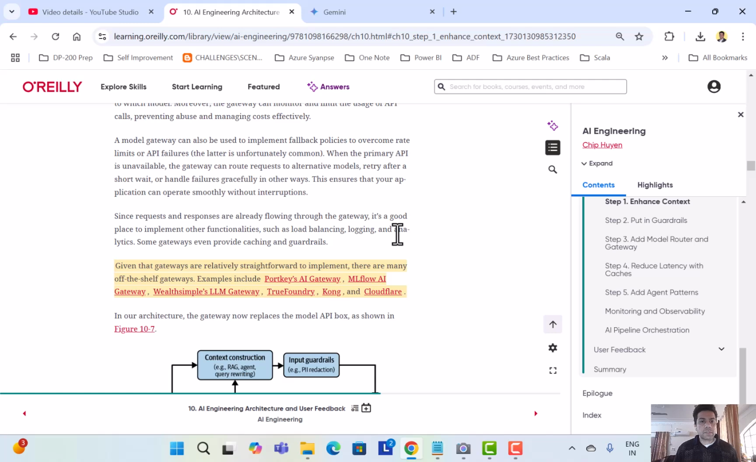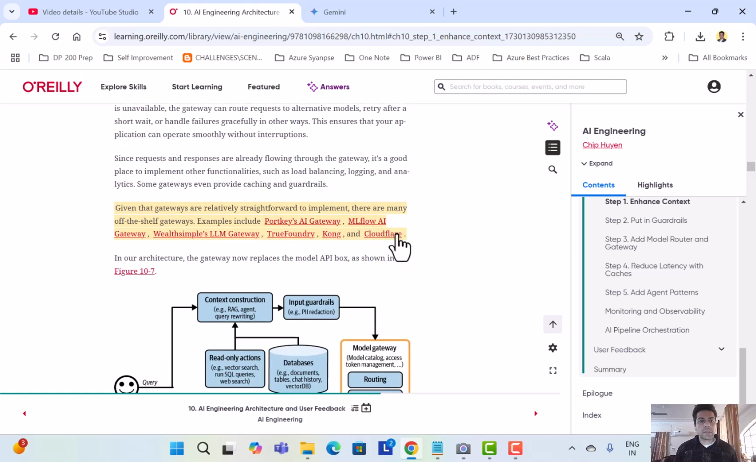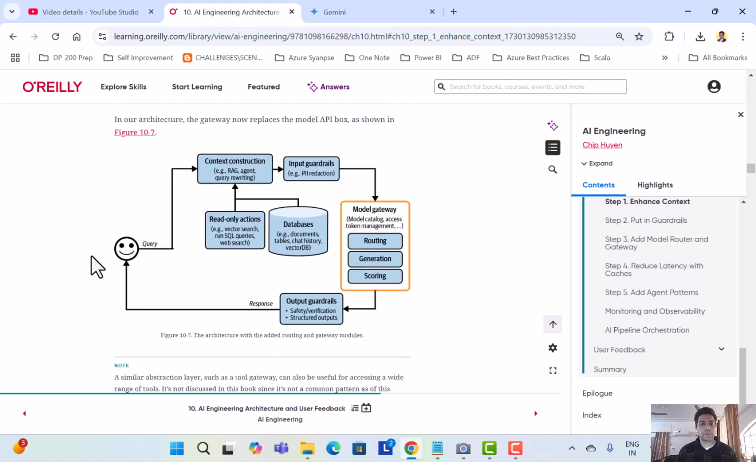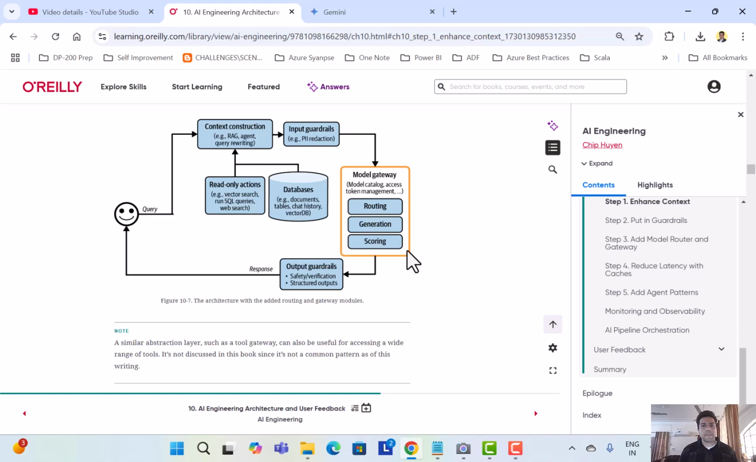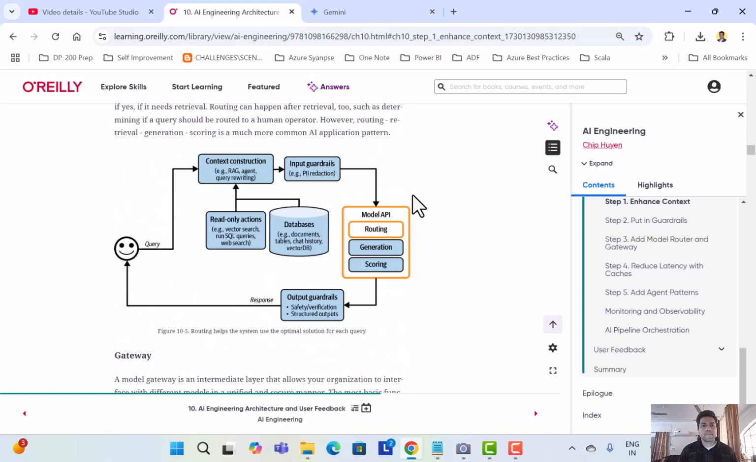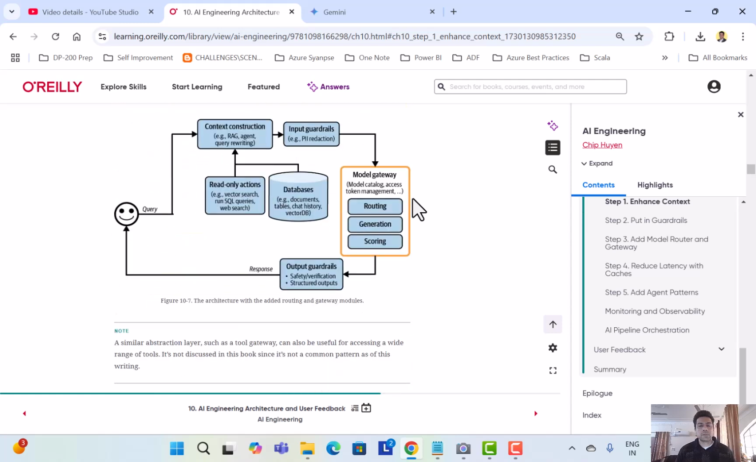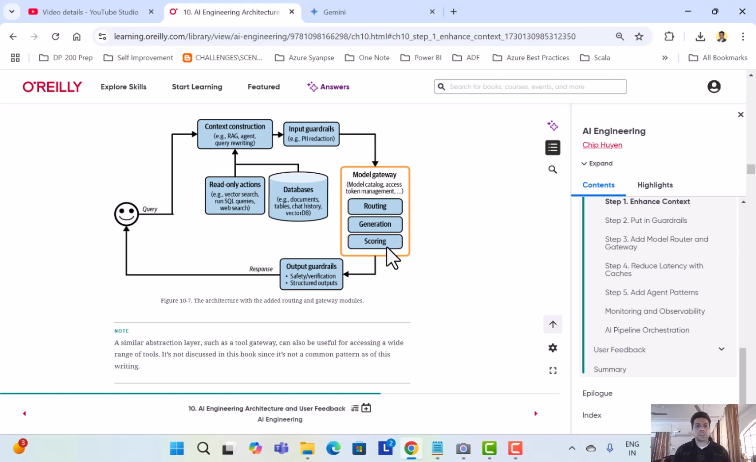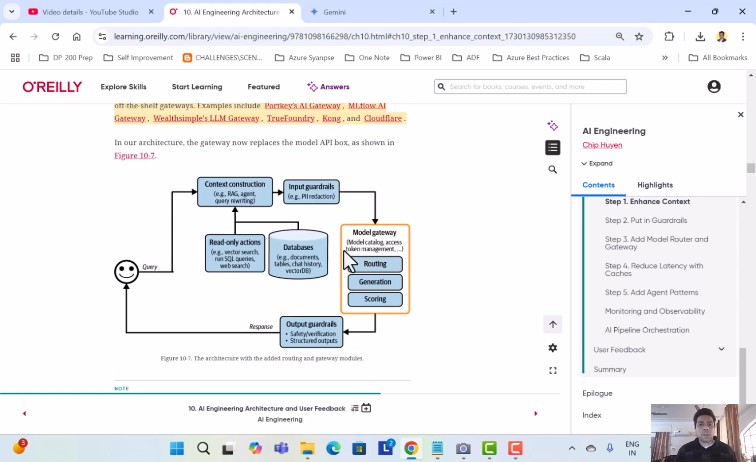Given that gateways are relatively straightforward to implement, there are many off-the-shelf gateways. So these are some of the gateways. In our architecture, the gateway now replaces the model API box as shown in the figure. Okay. So inside the model gateway, you have routing, generation and scoring. Cool.